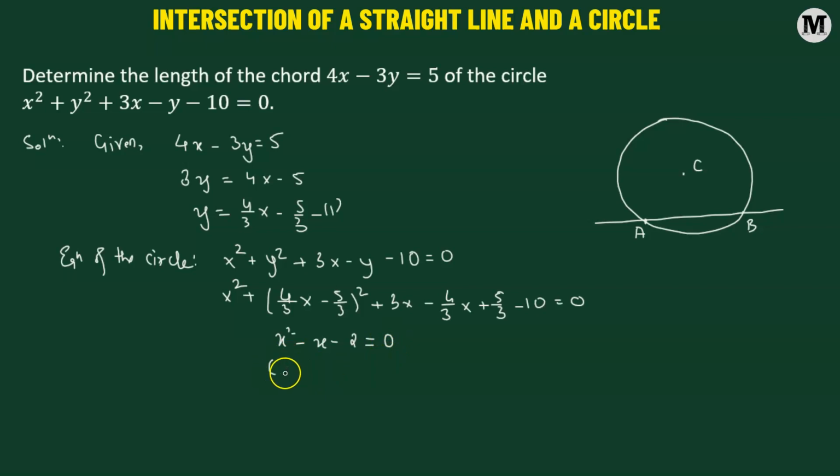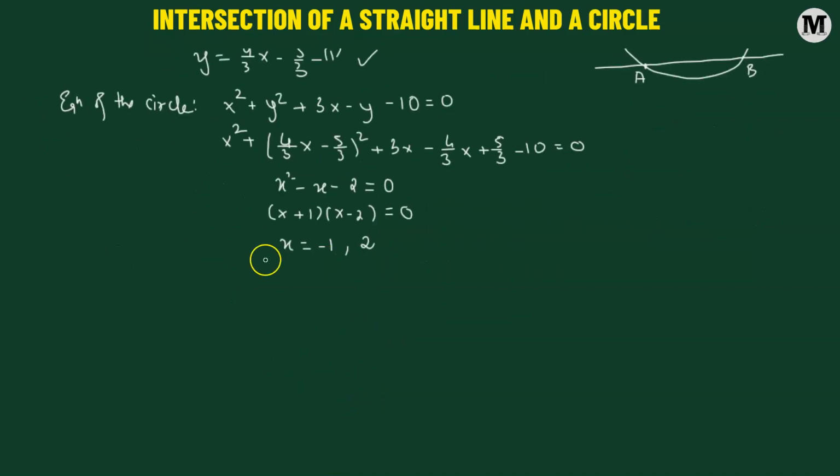And if we factorize it, we get (x plus 1) times (x minus 2) equals 0. So we get two values of x, equal to -1 and +2. Now that we have the values of x, we can also find the corresponding y value using equation number 1. So from equation number 1, when x is -1, then the y value will be 4/3 times -1 minus 5/3, which means we are going to get -3.